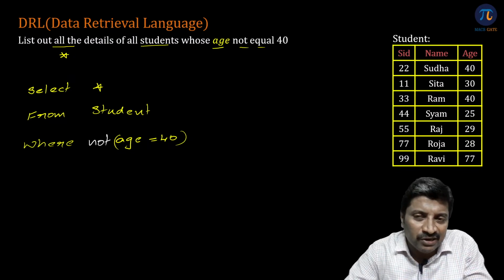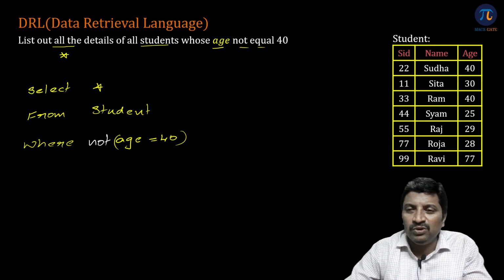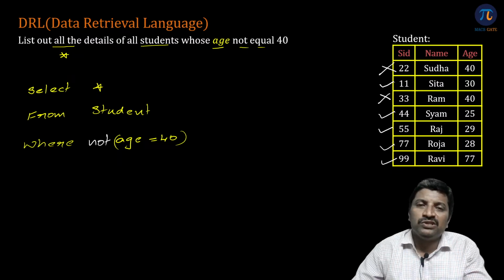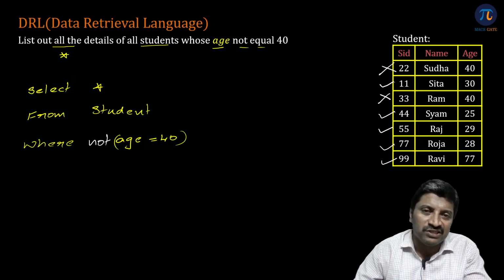So it will give the records for which the value is not equal to 40. So this will not be displayed, this will be displayed, this will not be displayed, this will be fine, this will be fine, this will be fine. So these are the records which will be displayed for this query.